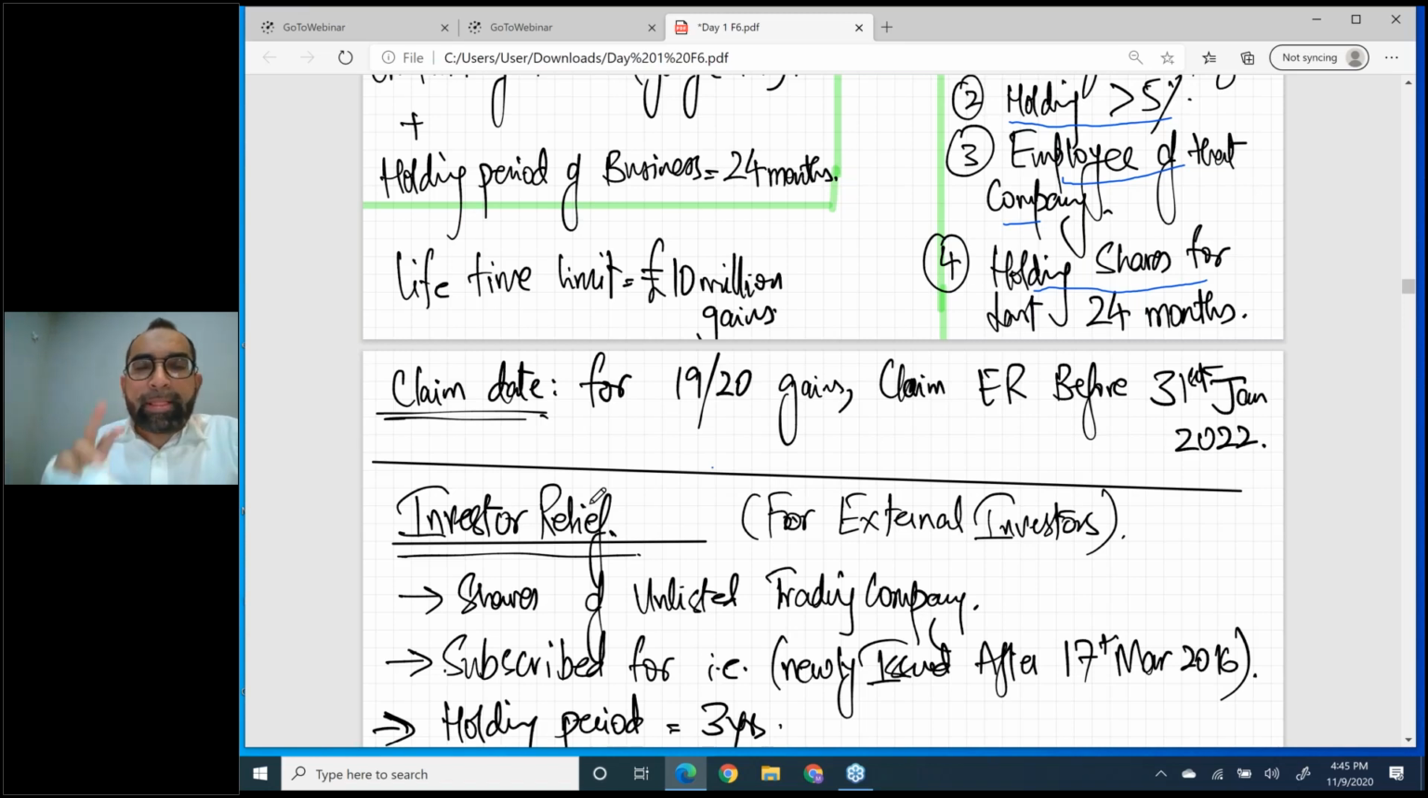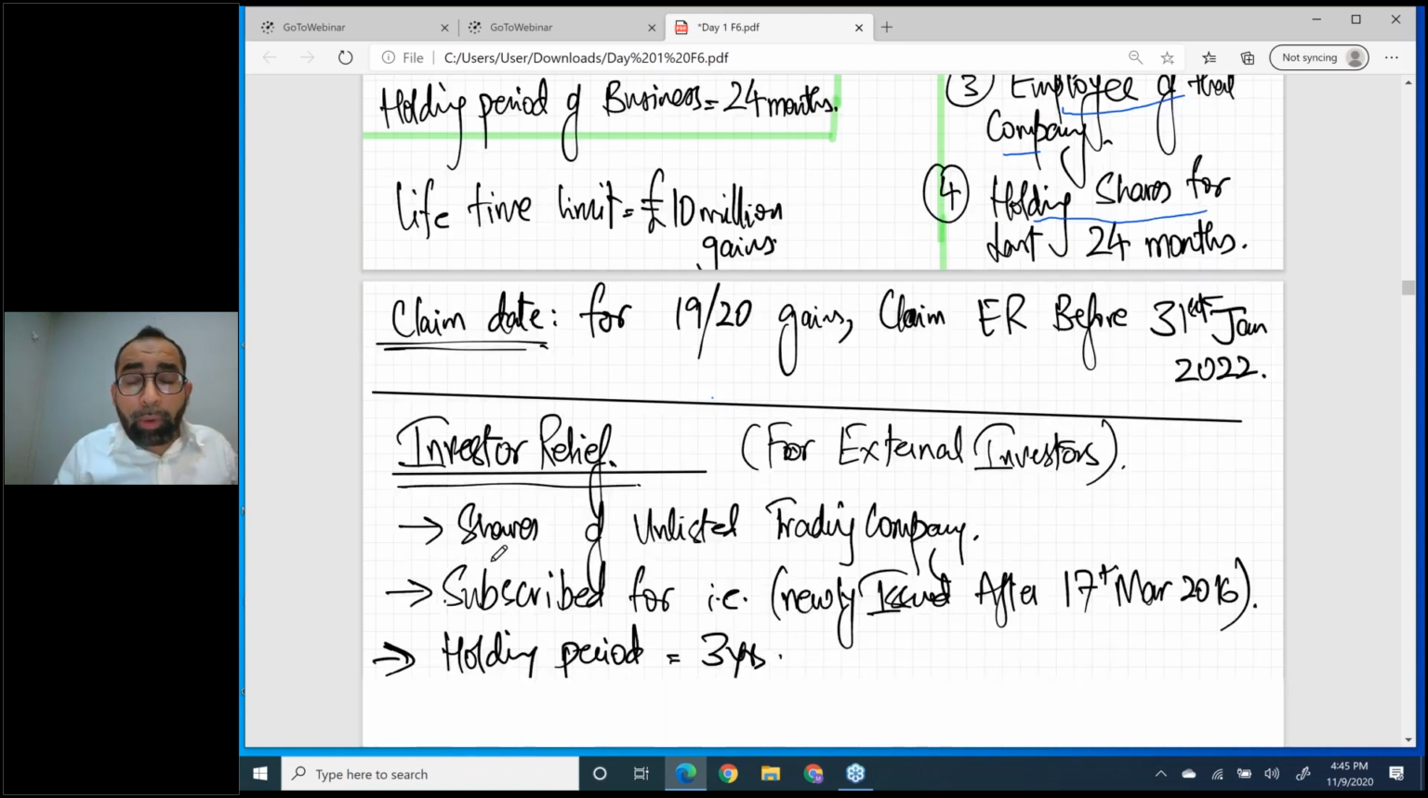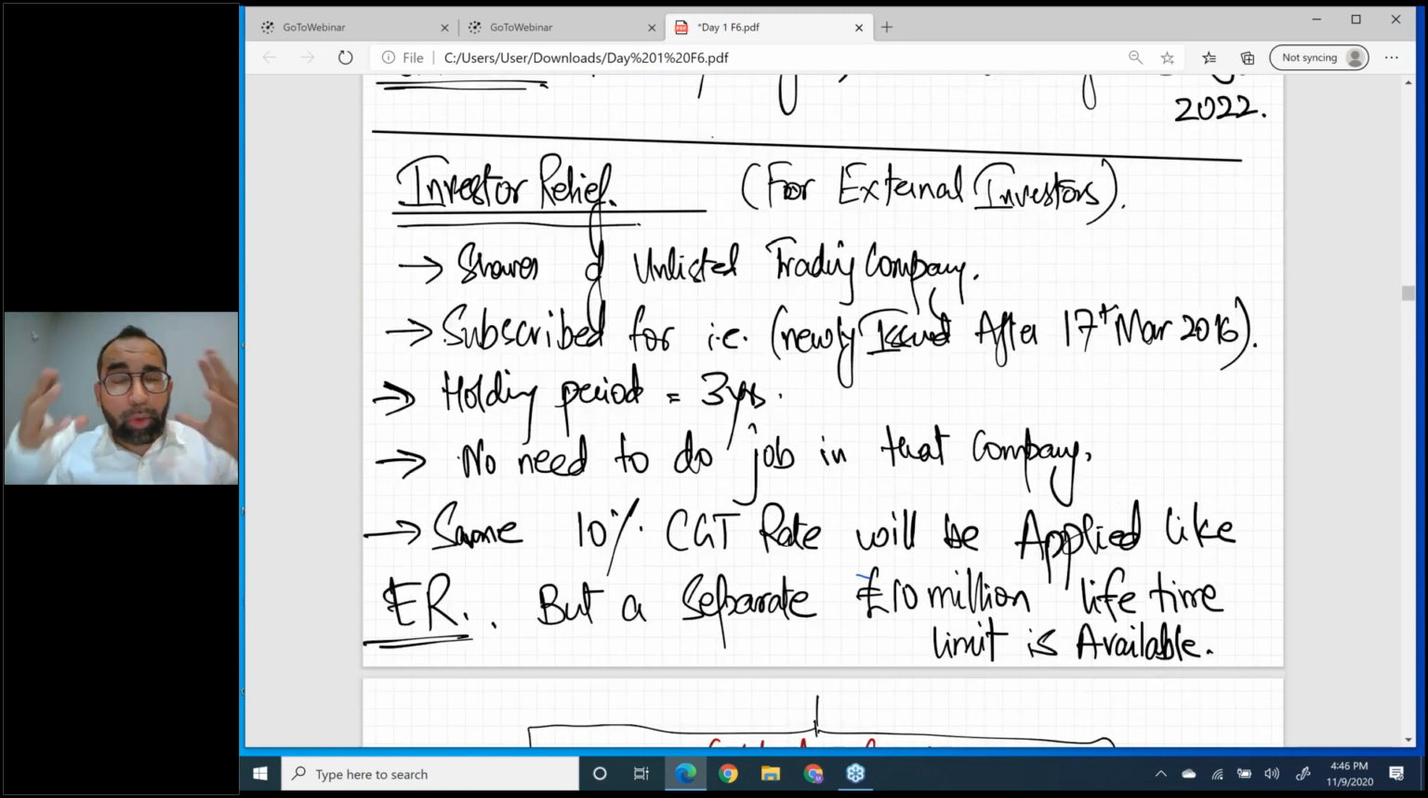Okay. Now, one very interesting topic: investors relief. This is a very new relief, and it is applicable from this current fiscal year, right? For entrepreneur relief, tunnel number 2, you must be the director or an employee of that company. That means you are holding shares plus you are working for that company as well. So what the UK government did was extend this relief to external investors.